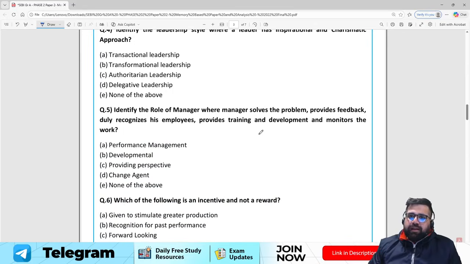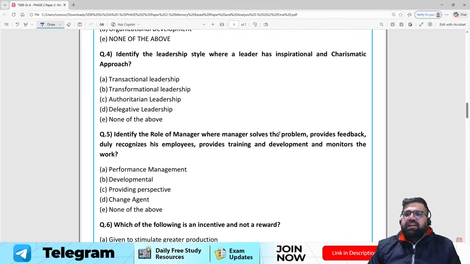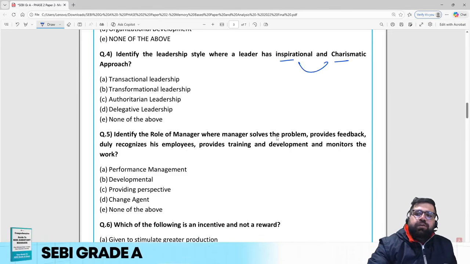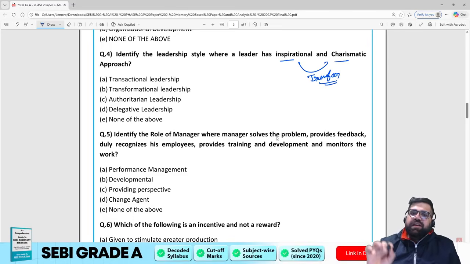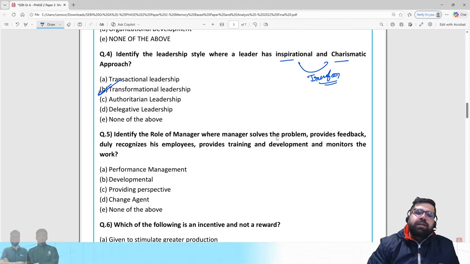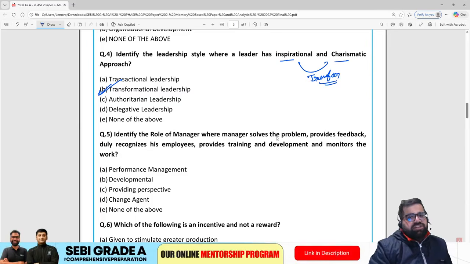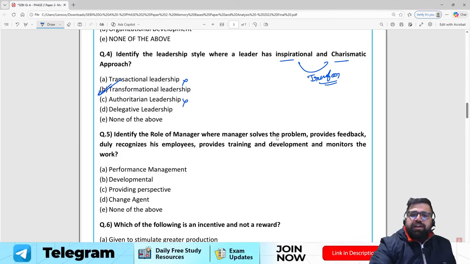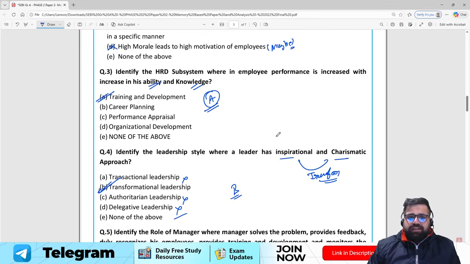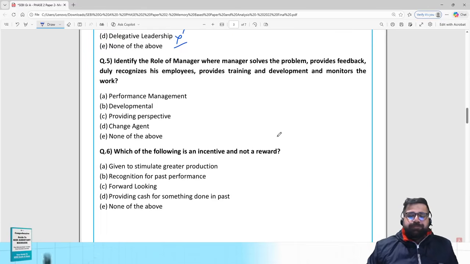Question number 4. Identify the leadership style where the leader has inspirational and charismatic approach. Inspirational and charismatic will only fall under one type of leadership which goes by the name of transformational leadership. Therefore, my answer will be option number B, transformational leadership. Right? Transactional cannot be your right answer. Authoritarian, autocratic was given by Kurt Lewin and they are also not correct. Delegative is again not correct. So my answer comes out as option number B. Next question, and yes, these two are looking easy. Question number 3 and 4, by the way, looks easy.